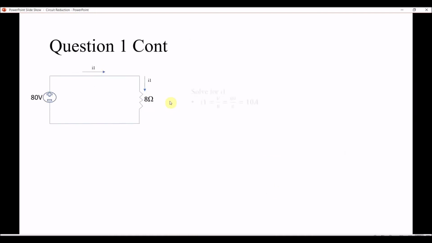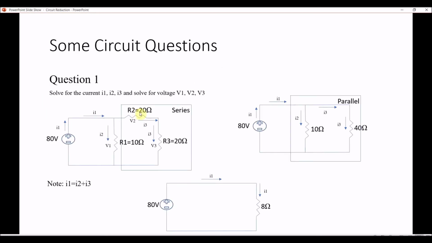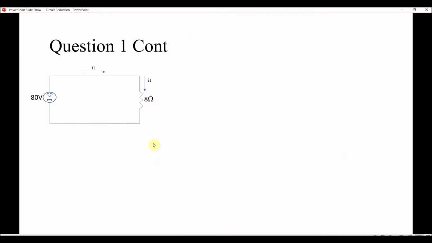So this is what we had. We're going to solve for I1. This is simply using Ohm's law. I1 equals V over R, which is 80 over 8, which is 10 amps. When it comes to circuit reduction, you simplify the large circuit into the smaller one, then you slowly build back up to the bigger circuit. As you can see, here we went from this step to this step to this step. Now we're going to go from this step to this step to this step. So we're just going to go backwards.